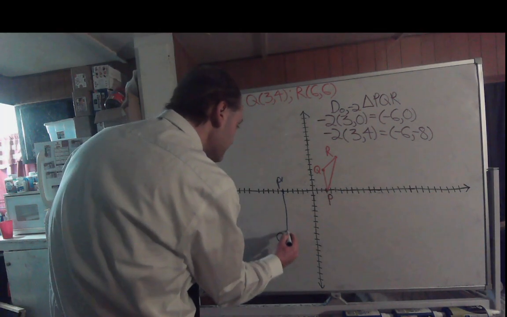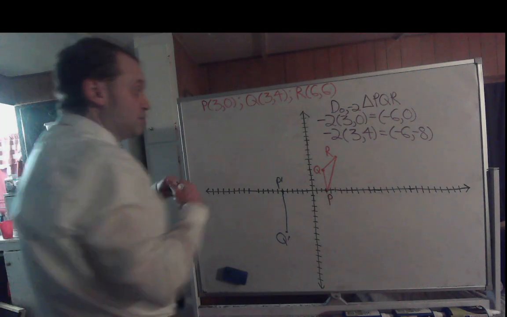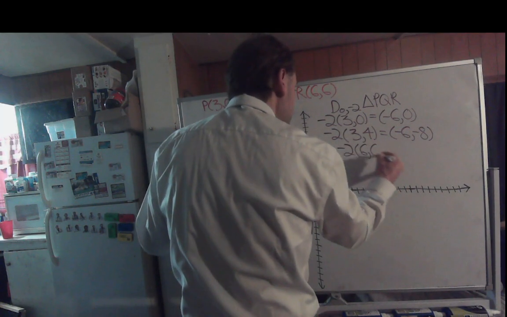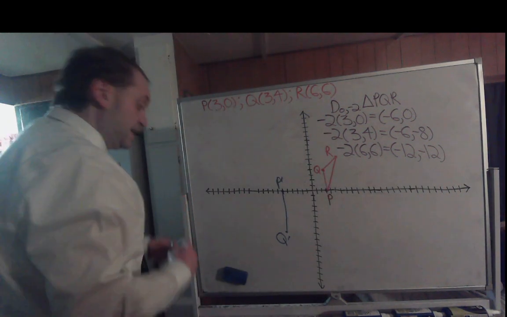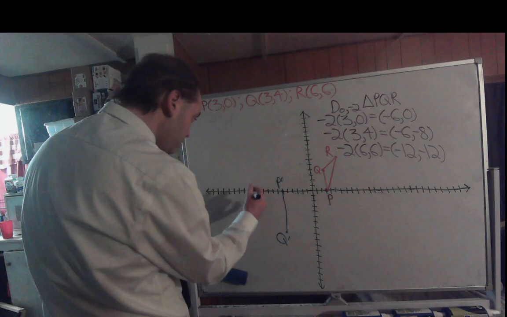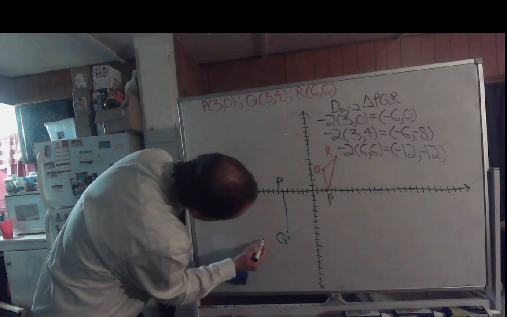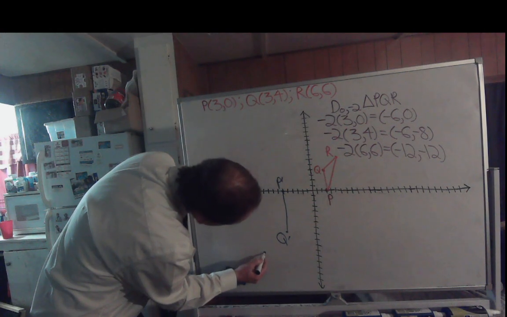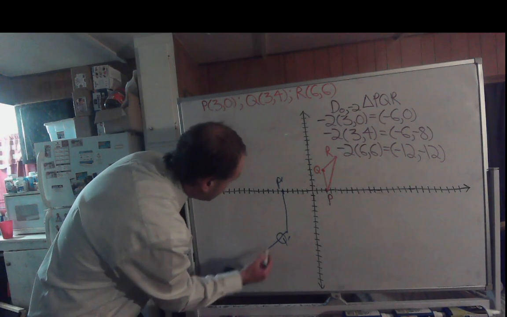So let's go ahead and connect those. And then let's find, of course, R prime. So we will take -2 times our R coordinate of 6, 6, which would put me at -12, -12. So let's find -12, -12. 12 will be right here. Go down about here. Now there's my R prime at -12, -12.